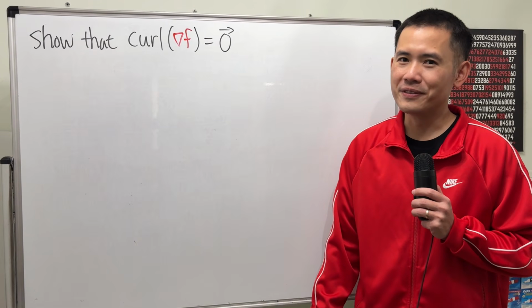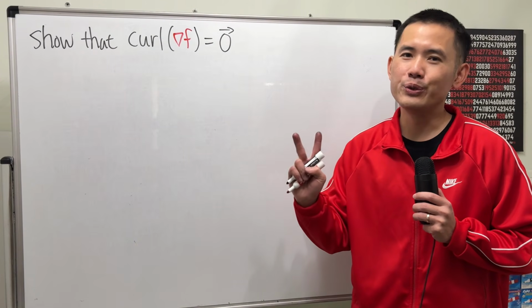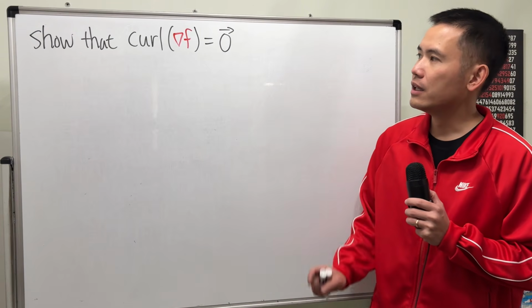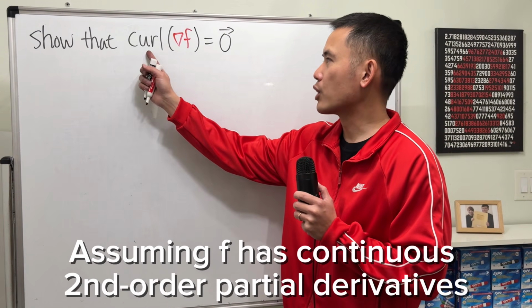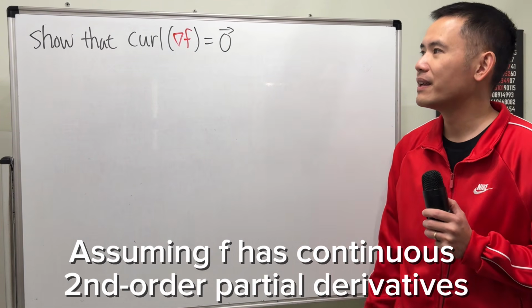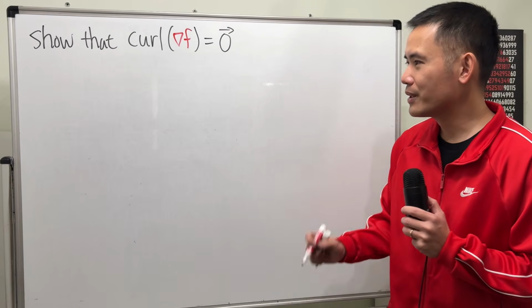Alright, this is going to be a fun video because I'm going to show you guys two very fun facts with curl and also the divergence. The first one is that we are going to show the curl of del of little f is equal to the zero vector. So here we go.